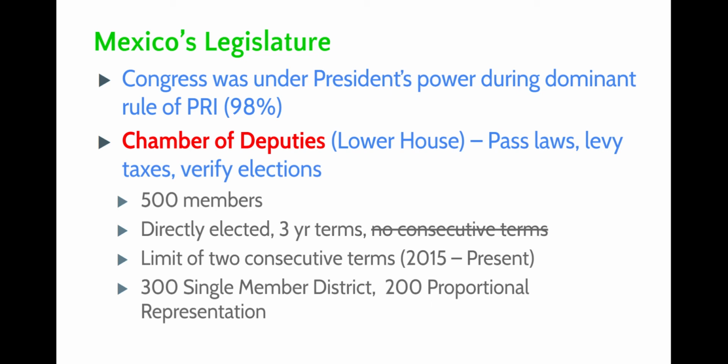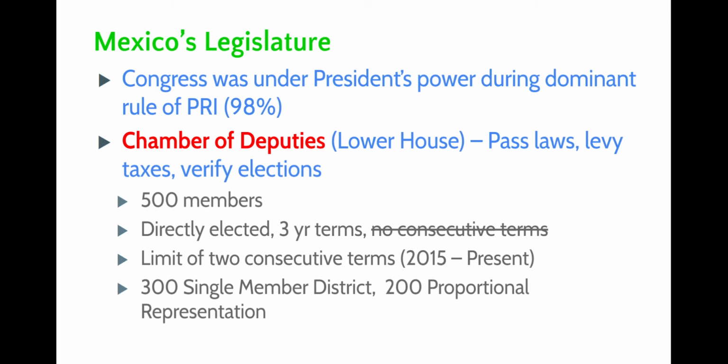One thing that we're going to go pretty light on right now, but I'll talk a lot about later, is the electoral system. For the Chamber of Deputies, they elect 300 of their 500 members through single member districts, just straight up voting, first past the post. You have different candidates in different districts. The person with the most votes wins.